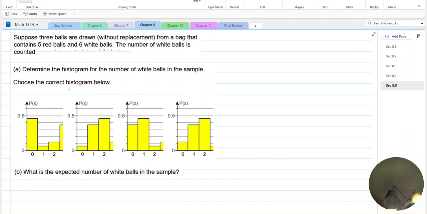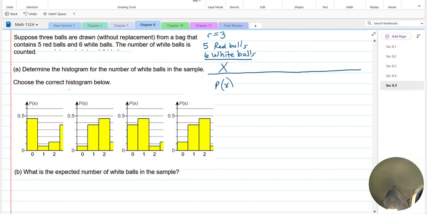All right. So now we have that same presentation of the distribution in the form of a histogram. And we're told here, suppose 3 balls are drawn without replacement from a bag that contains 5 red balls and 6 white balls. The number of white balls is counted. So we're looking at the white balls, and we want to determine the histogram of the white balls. We're talking 3, so we're going to do our random variable x and then our P of x, because the histogram is done in that context. We can have 0 white balls, 1 white ball, 2 white balls, or 3.